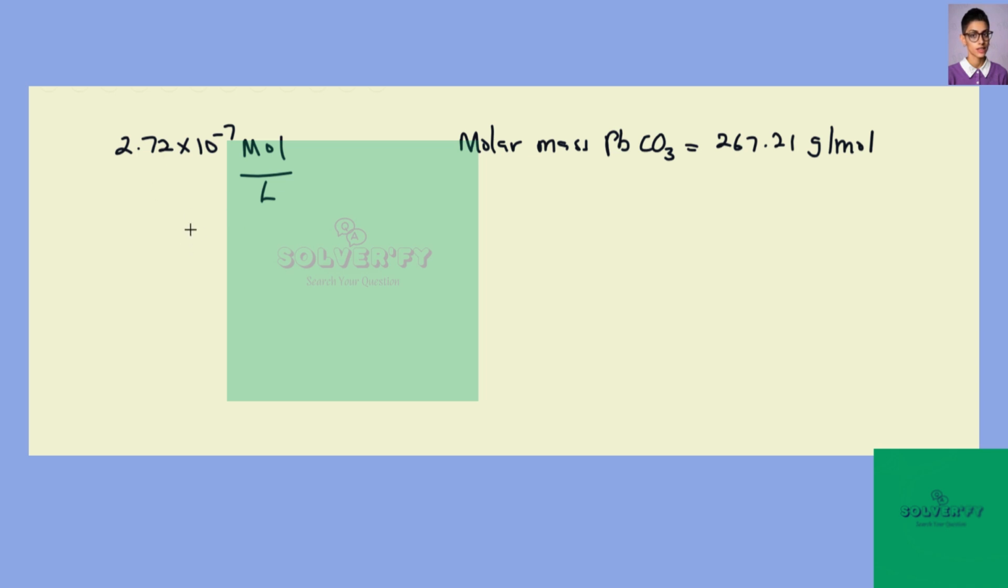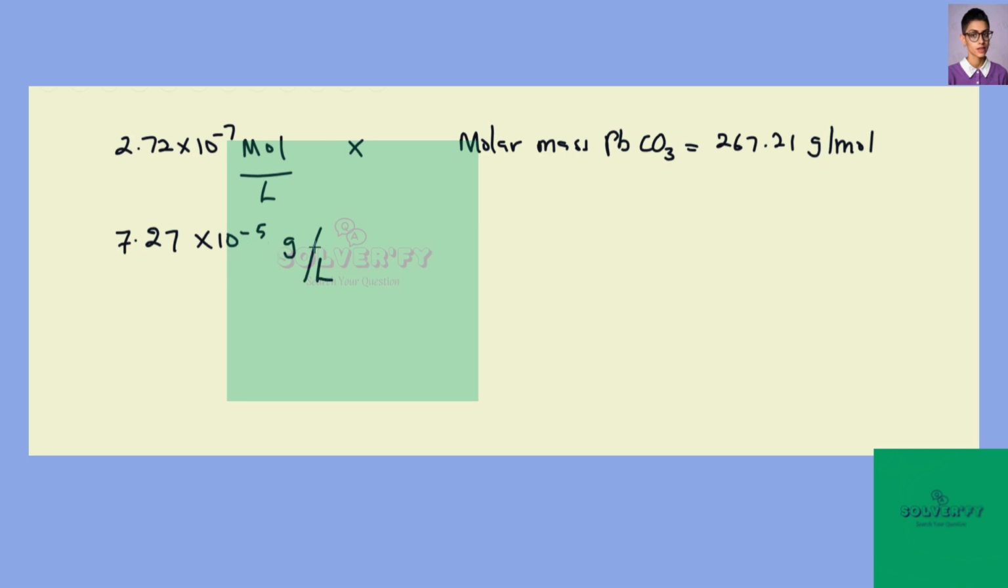So if we multiply the two, we'll get the concentration in grams per liter. That'll be 2.72 times 267.21, so that'll be 7.27 times 10 raised to the power minus 5 grams per liter.